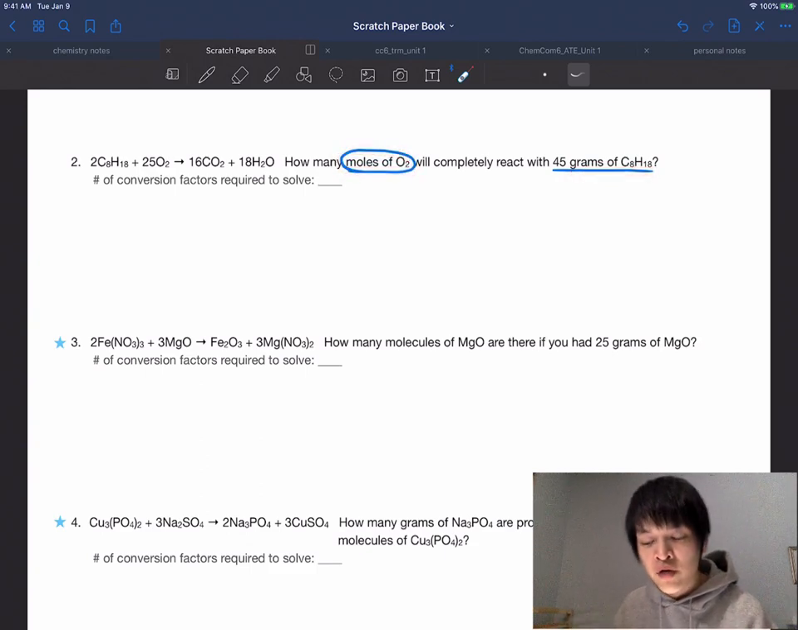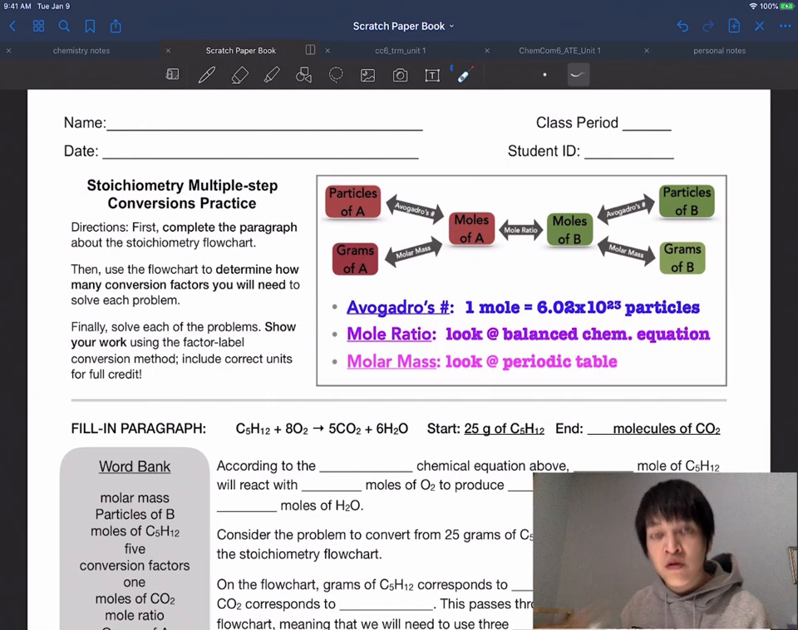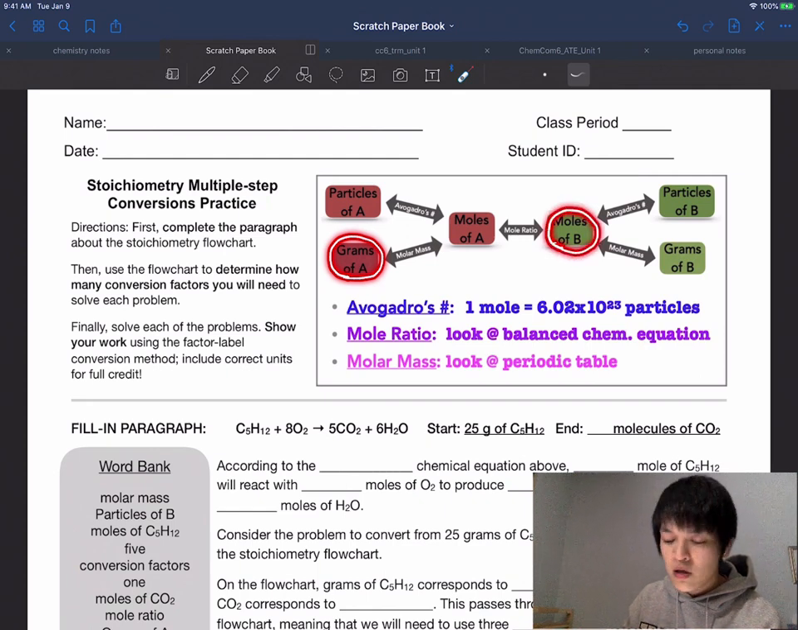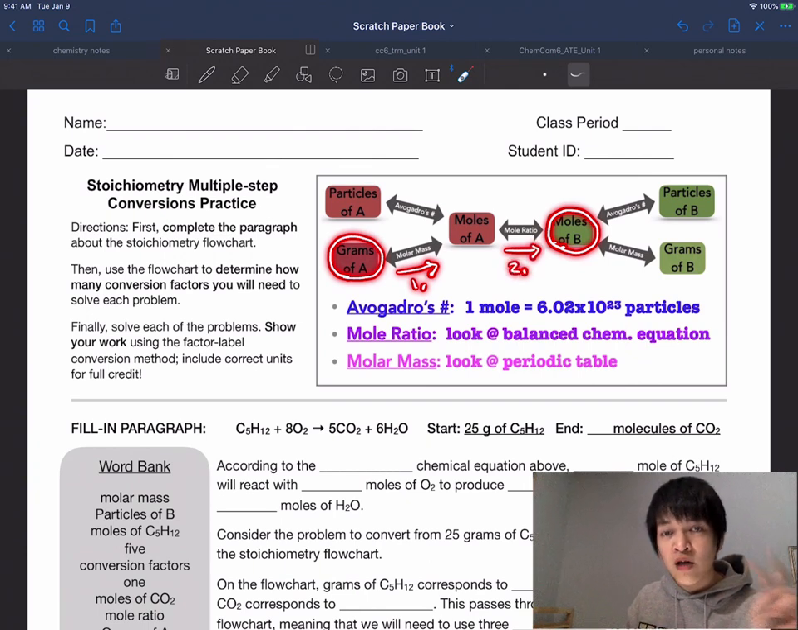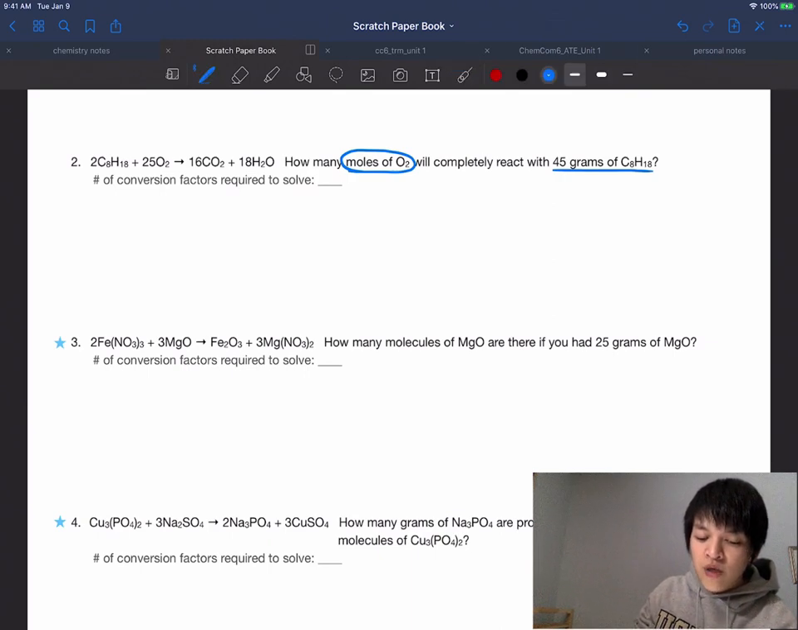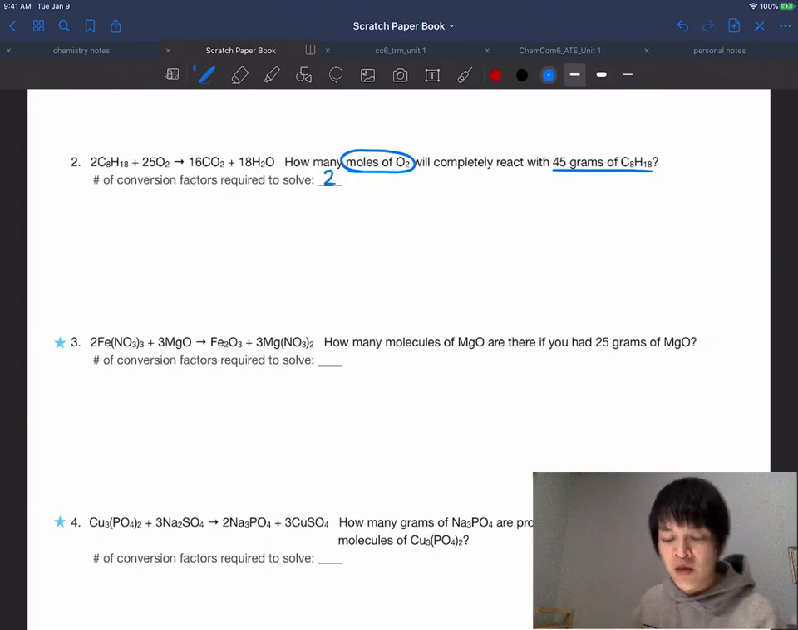Let's look at the flow chart real quick. We are starting with, again, grams of one substance, and then we're going to convert to moles of a second substance. So this requires 2 conversion factors because it passes through 2 arrows. The first conversion factor will let you convert to moles of your first substance. The second conversion factor will allow you to convert to moles of your second substance. Okay, so we need 2 conversion factors here. The first one is a molar mass, and the second one is a mole ratio. We need 2 conversion factors to solve this problem.